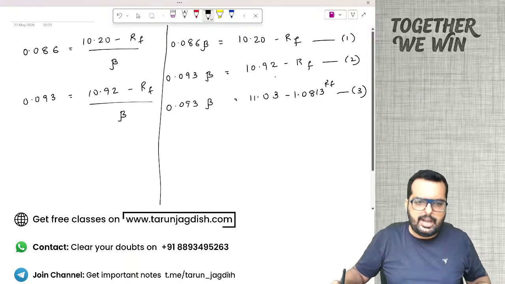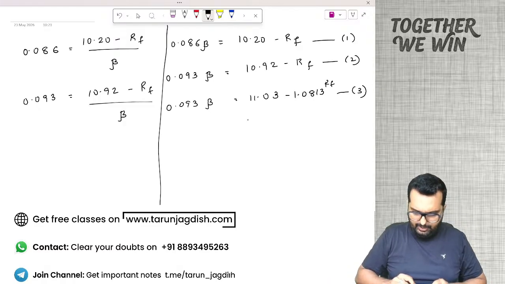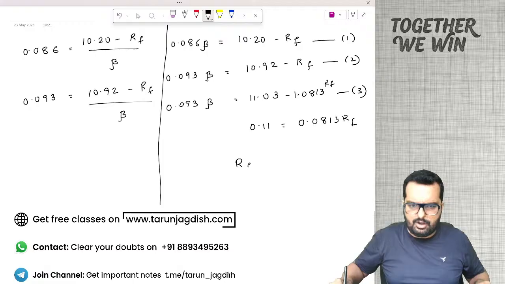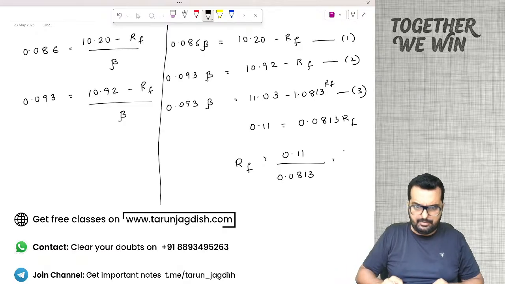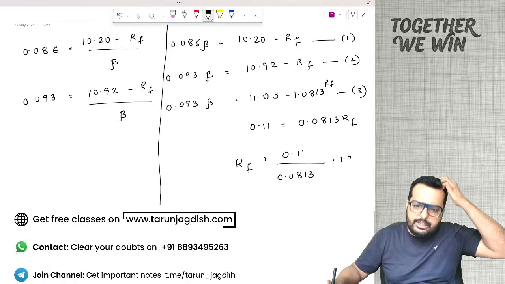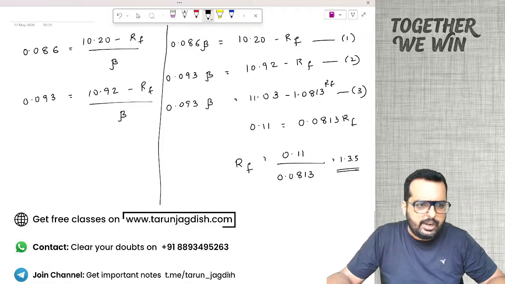Now I will subtract. When I subtract, beta will become 0. So indirectly, what will I get in that case? 11.03 minus 10.92 is equal to 0.11, which is equal to 0.0813 RF. Therefore, RF is equal to 0.11 divided by 0.0813. Let's pray we get the answer this way. If I do it this way, I'm getting the answer as 1.35. But that is not the RF. What I have done is correct.